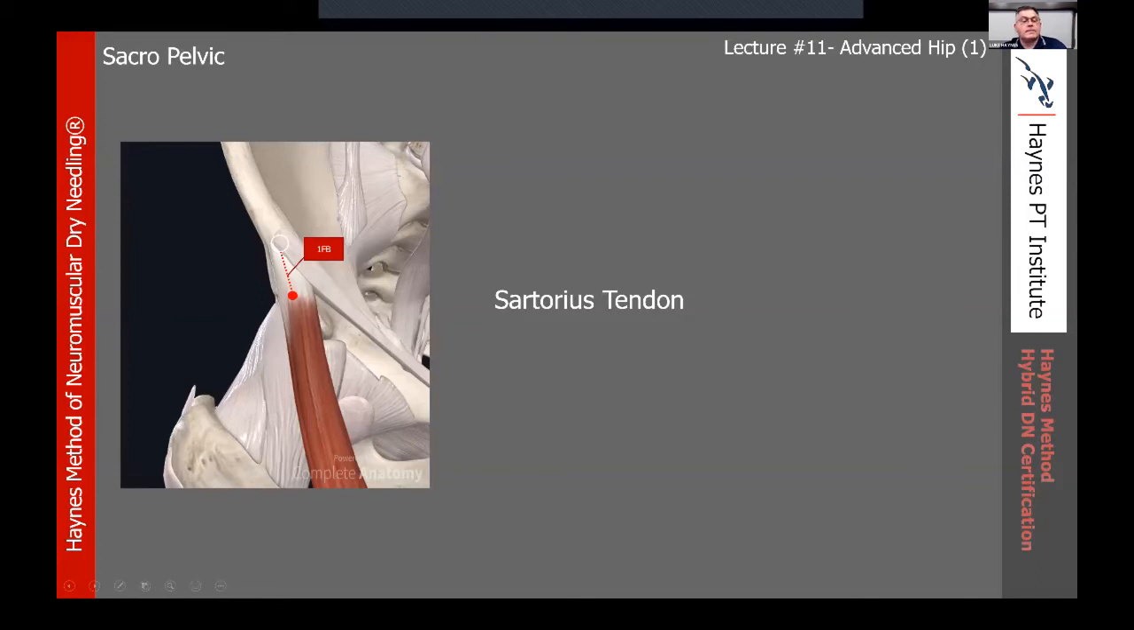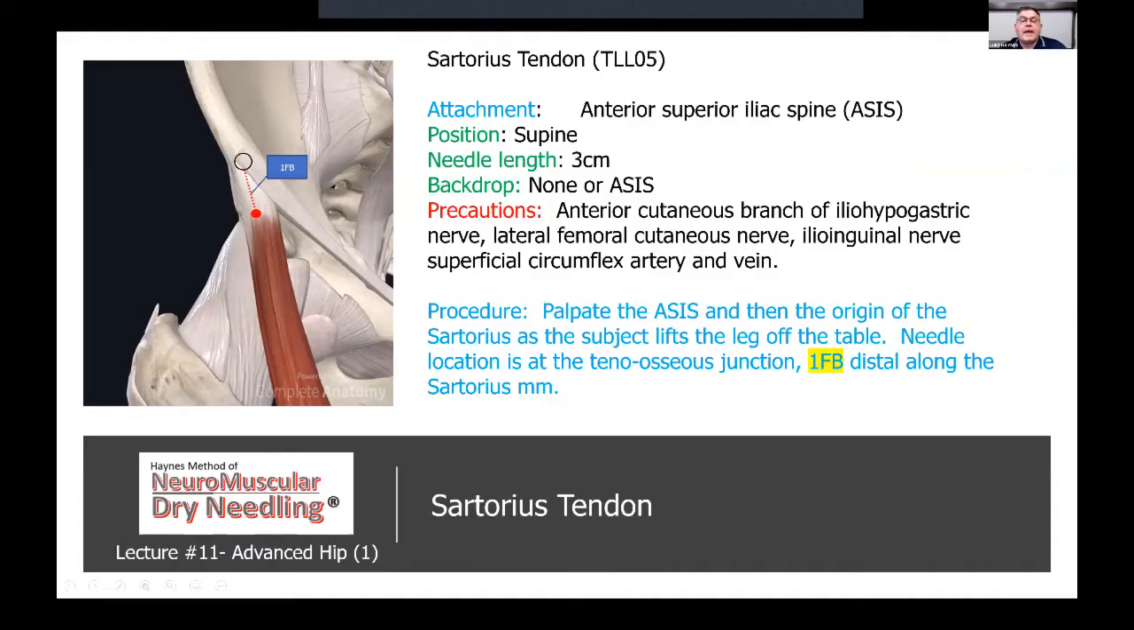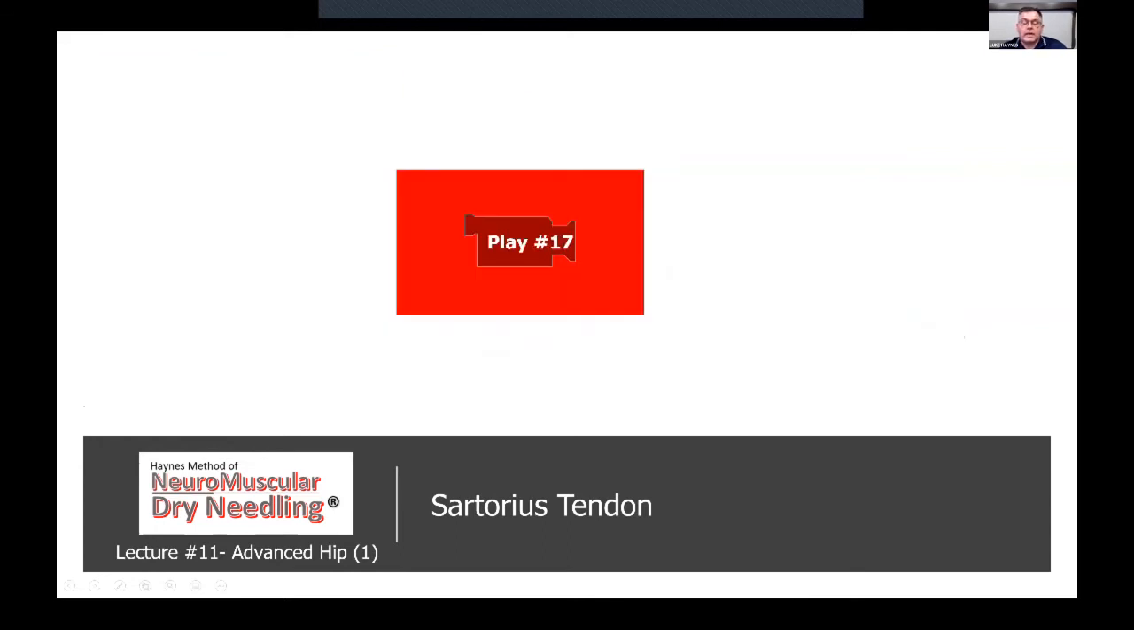Sartorius tendon is going to be very similar. Previously for Sartorius, we found the ASIS, and then we dropped 3 finger breadths, 2 to 3 finger breadths to get into the muscle itself. For the Sartorius, we're just going to drop 1 finger breadth off of ASIS and needle down to the ASIS, or there may be none, but odds are we'll hit the ASIS or the ilium as we're approaching that.